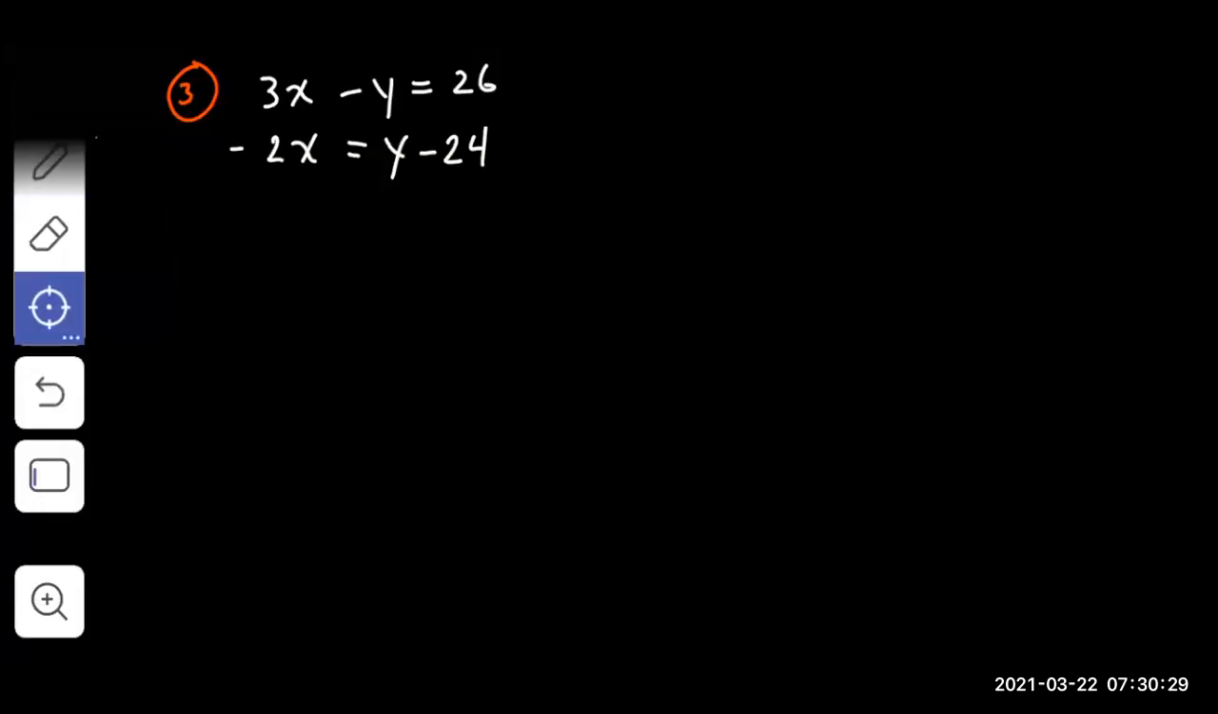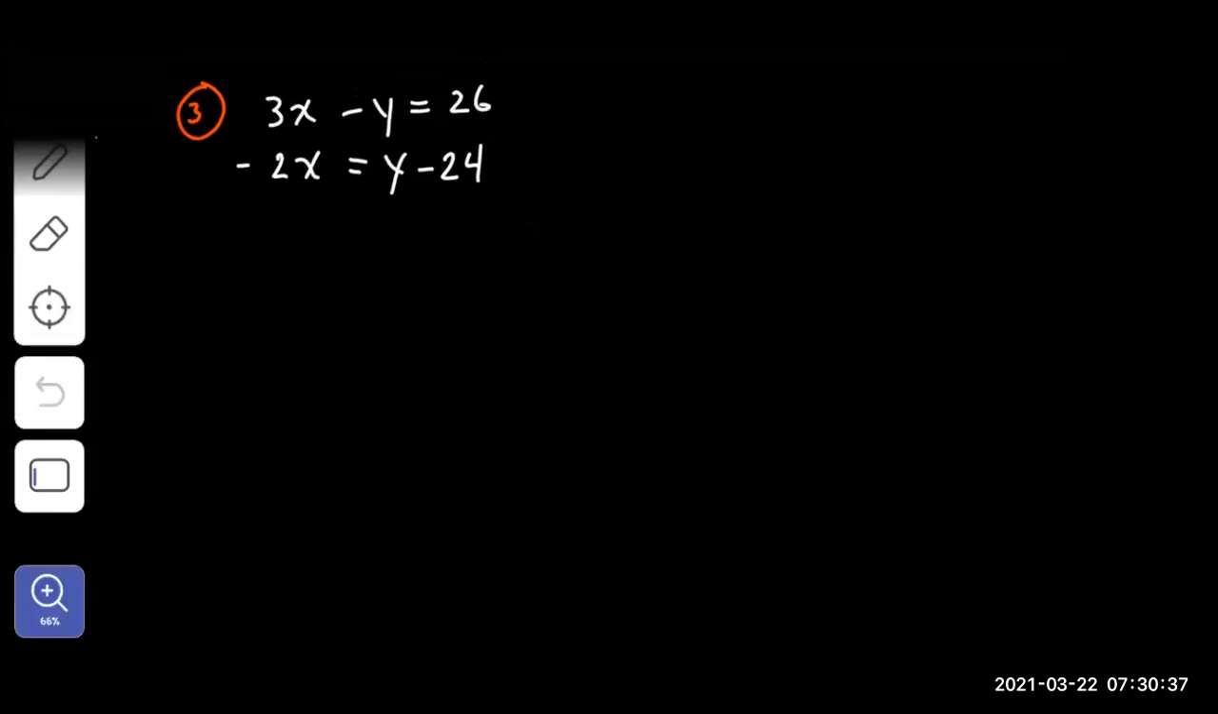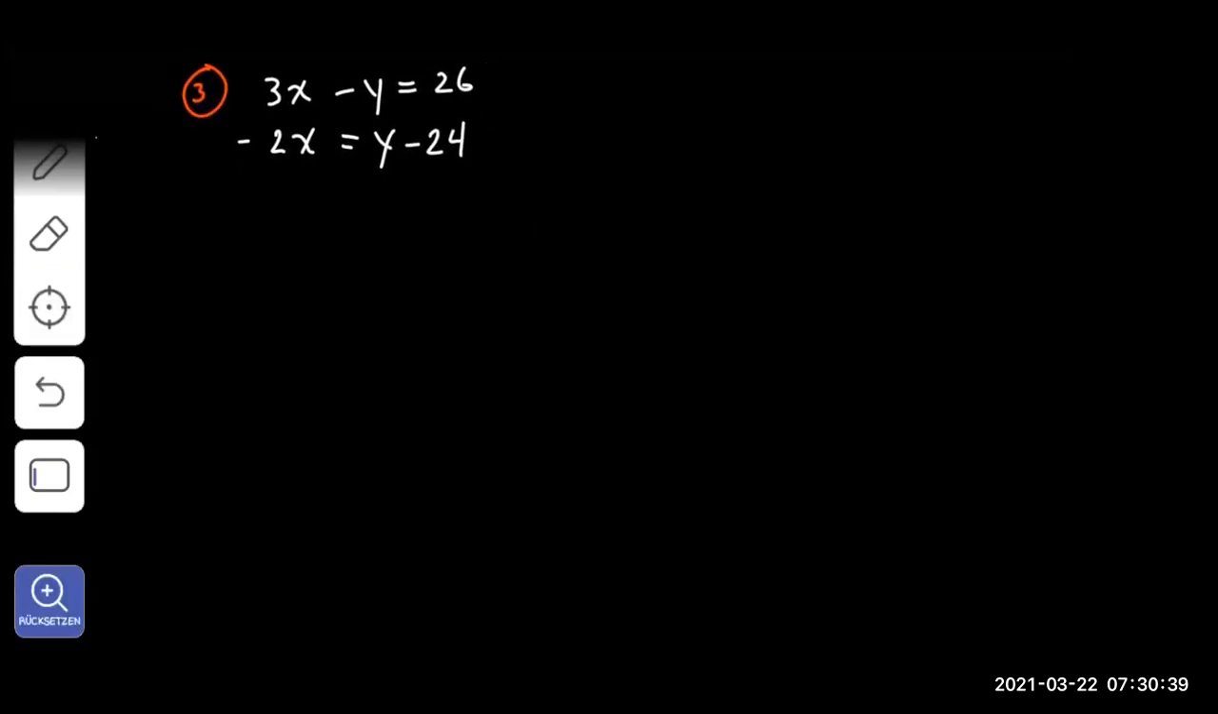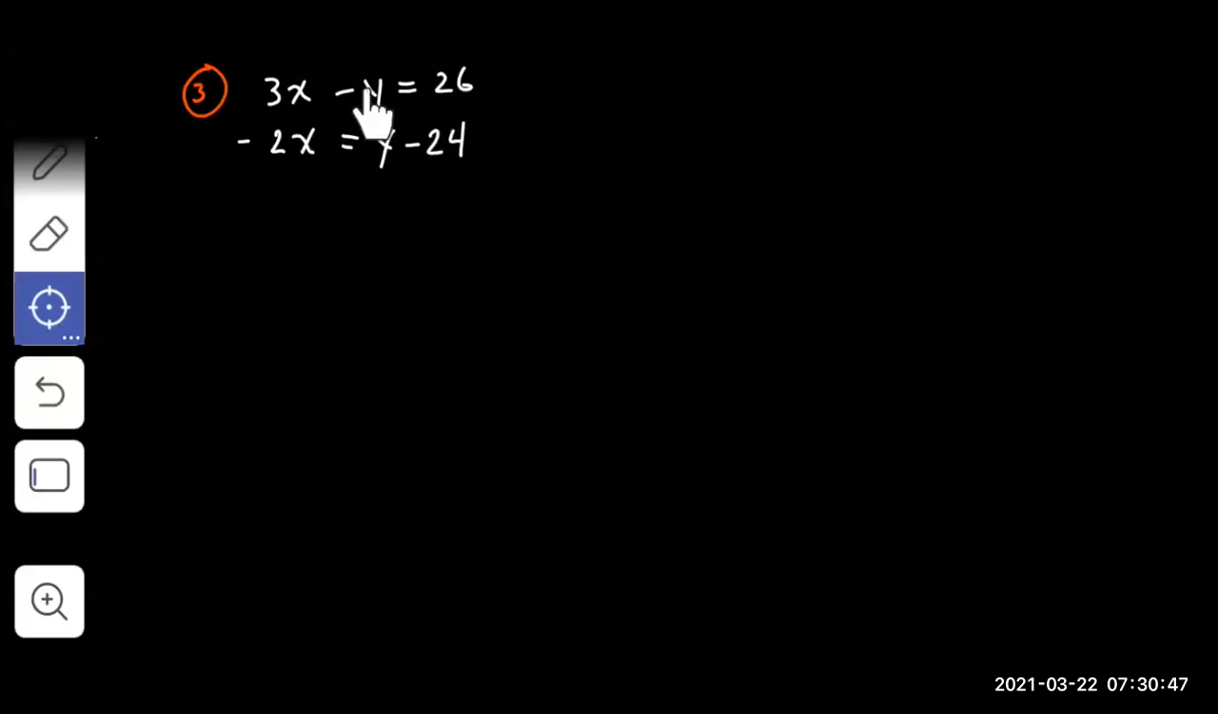Okay, let's dive deeper. Let's have a look at this one. 3x minus y equals 26, -2x equals y minus 24. If you can see, this is a little bit different, guys. Take a look, this is 3x minus y equals 26. This is in the standard form. The standard form is that you have x here, then y, equals a constant term. Can someone tell me, is the second equation in the standard form? X is here, but y is on the other side, guys. No, this second equation is not in the standard form.